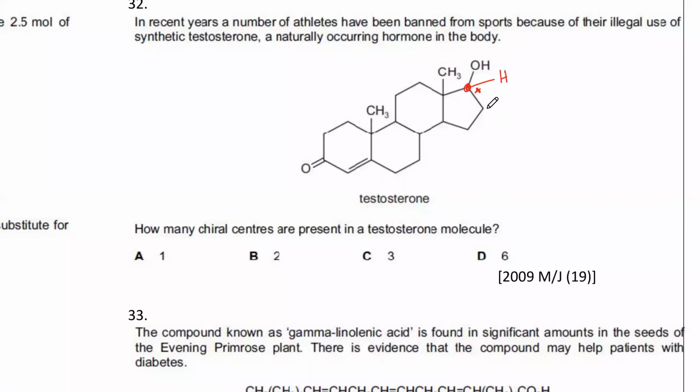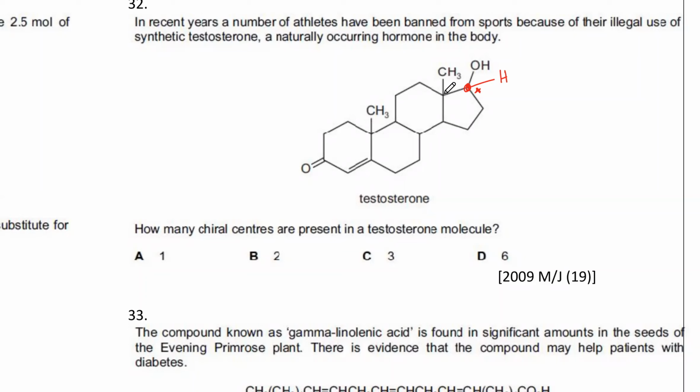That's chiral. What about this carbon atom? How many hydrogens do you think are bonded to this one? 2. So that's not chiral, right? This one as well is already making 2 bonds, so this one has 2 hydrogens as well. So that is also not chiral, right?